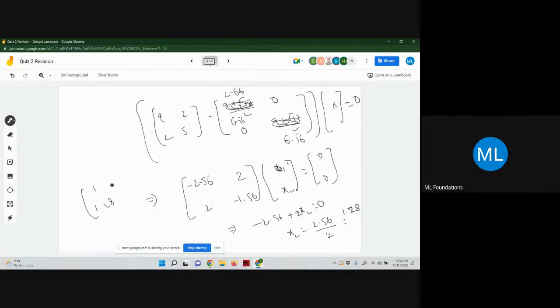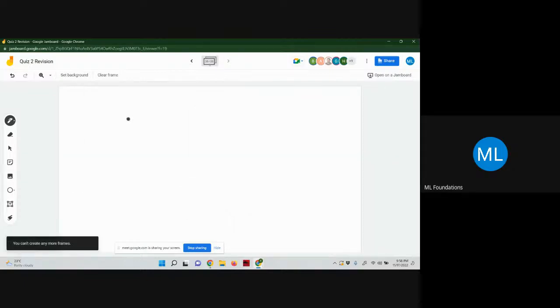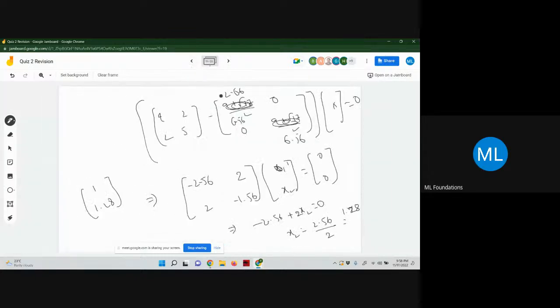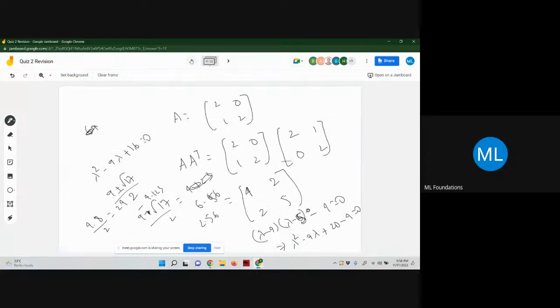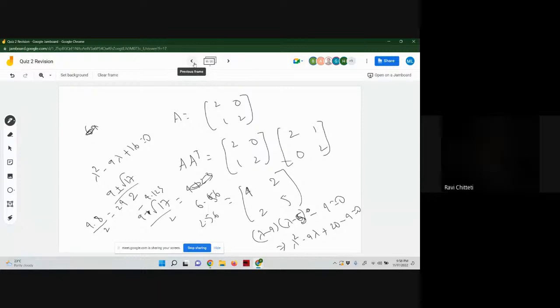Yeah. So now you need to normalize it to a unit vector. This we will do later. But let's look for the eigenvector for the other eigenvalue. So the other one will be 4 minus what? What is the other eigenvalue? One eigenvalue is 6.56, right? What is the other one? Is it 2.56? No, that's not 2.56.